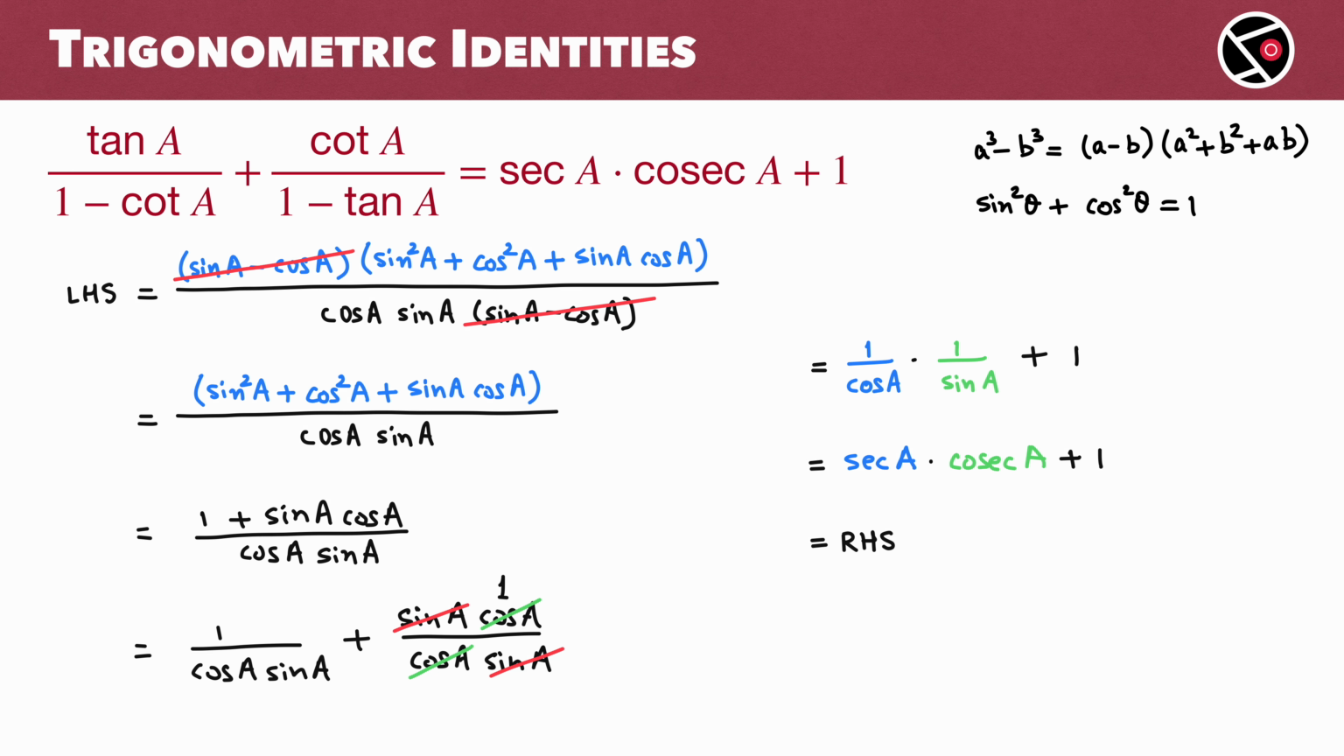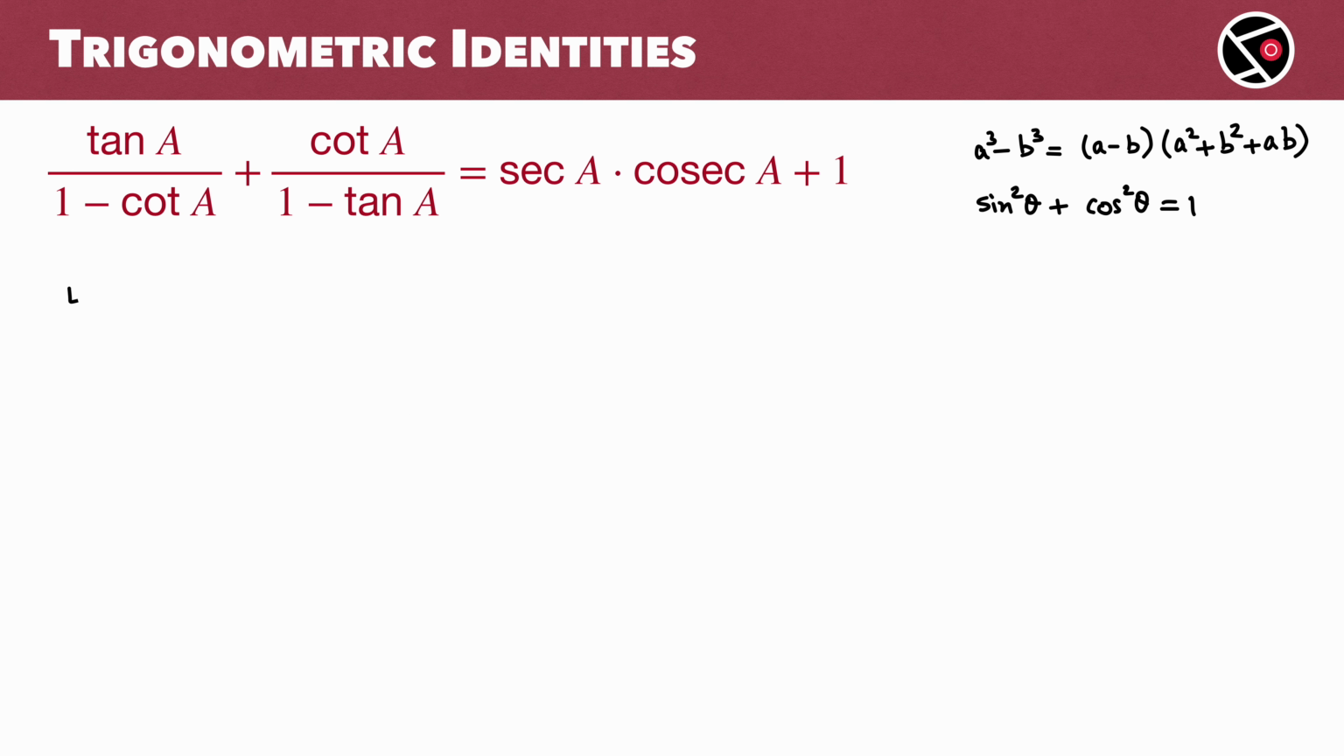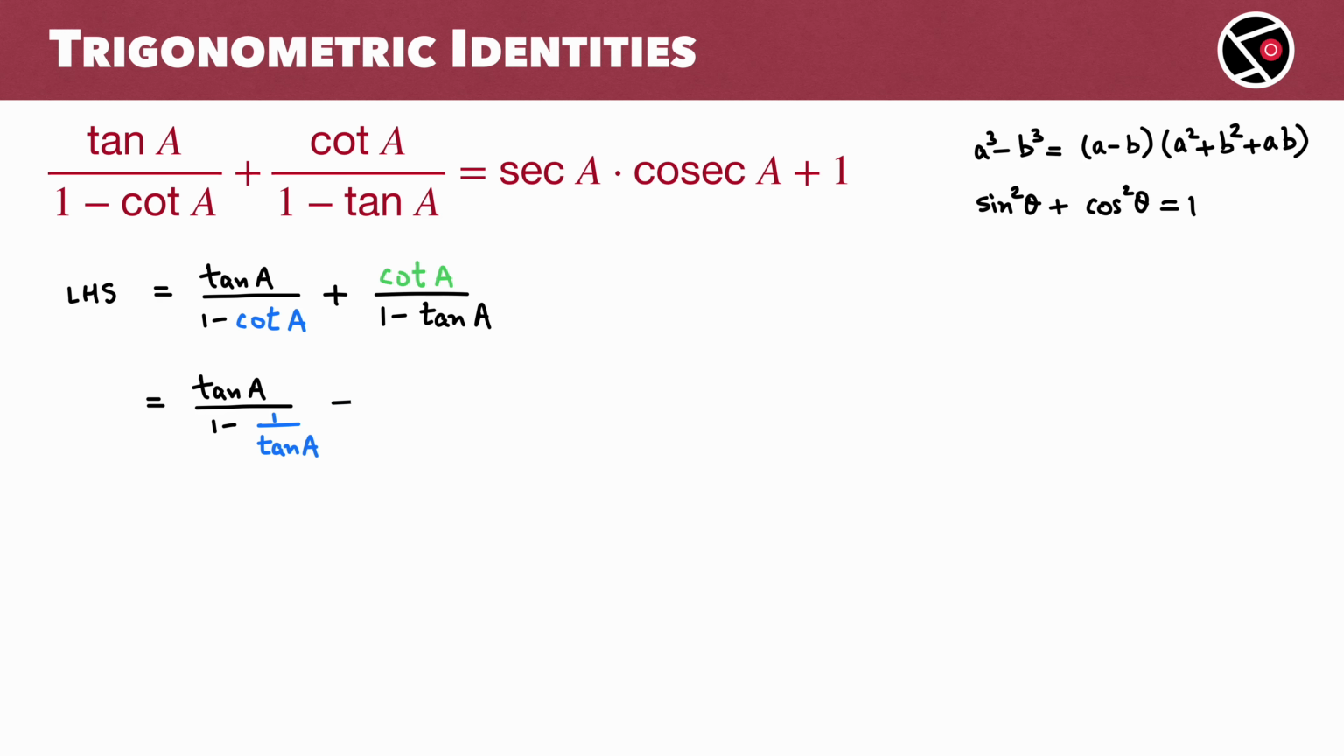Moving on to the second proof, we start again with the left hand side. Tan A over 1 minus cot A plus cot A over 1 minus tan A. But this time we will replace cot A with 1 by tan A. This gives us tan A over 1 minus 1 by tan A plus 1 by tan A over 1 minus tan A.